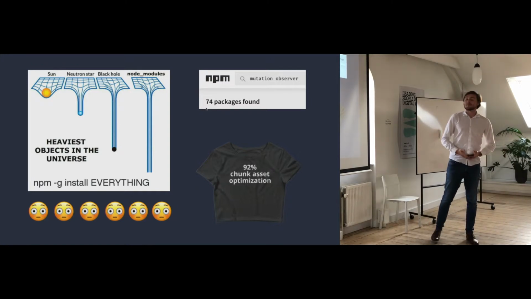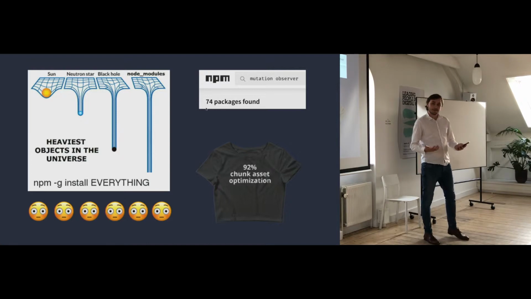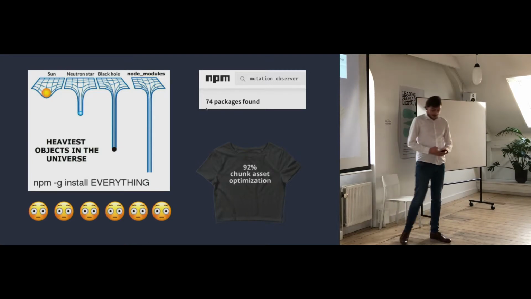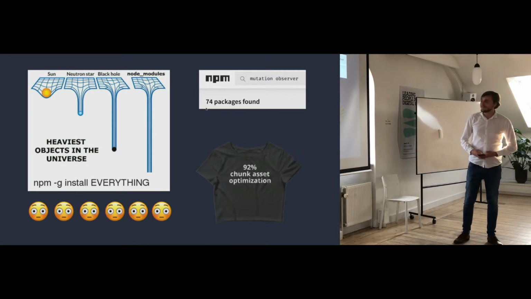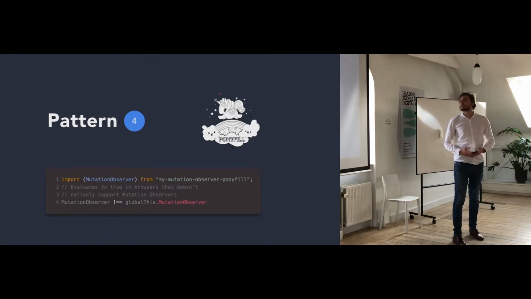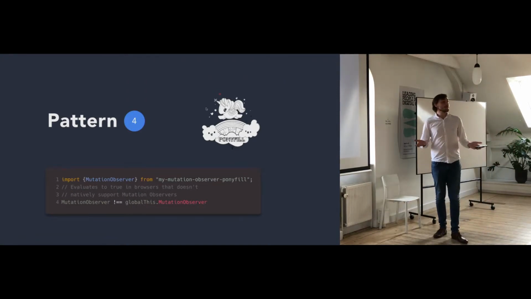And also your build step takes way longer. And that's whether you use Webpack, Parcel, Rollup, or whatever you use. You'll always be stuck at 92% chunk asset optimization. So in short, it turns into a hot mess quickly. So can we do something completely different?